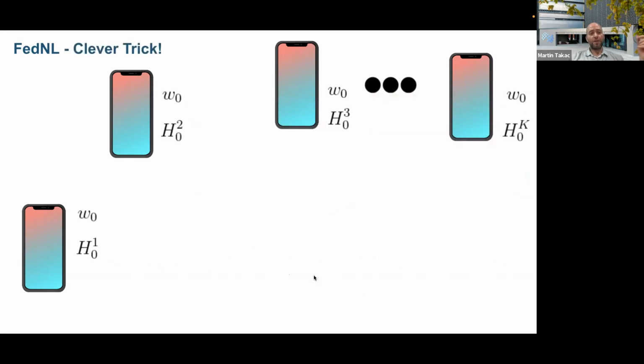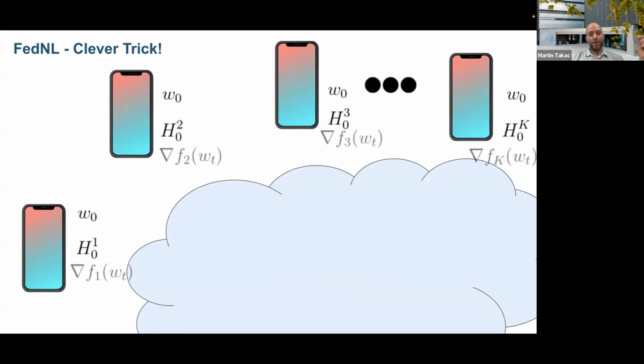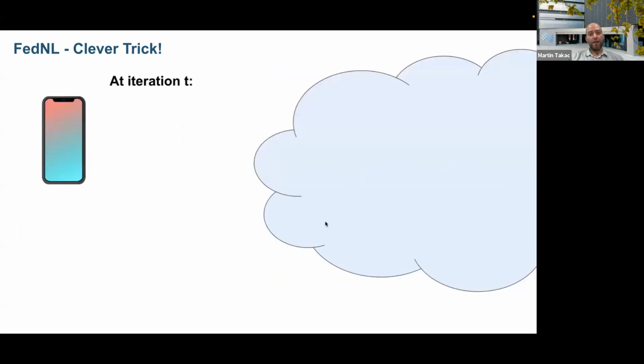So basically what was proposed was some small trick. I will assume every device will have some kind of estimate of the Hessian. Also, I will assume that the server will know the average of those matrices, okay? And basically every iteration, when you run this FedNL, you compute gradients, you send them to the server, to the cloud, which can compute the average. Also, I would like to send the Hessians, but I know I cannot send the Hessians because it's expensive. So basically what I will send is the gradient.